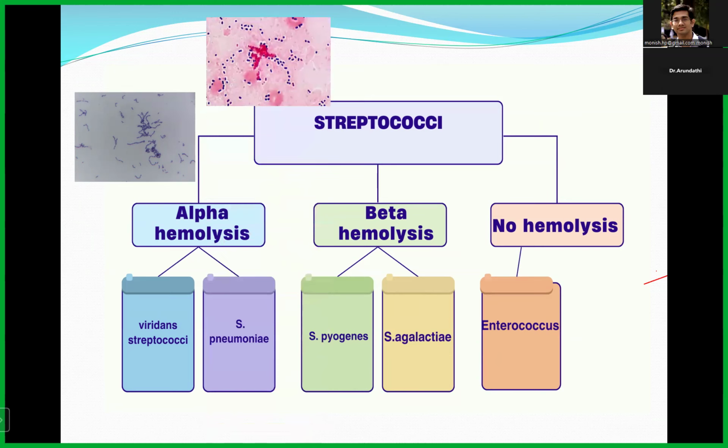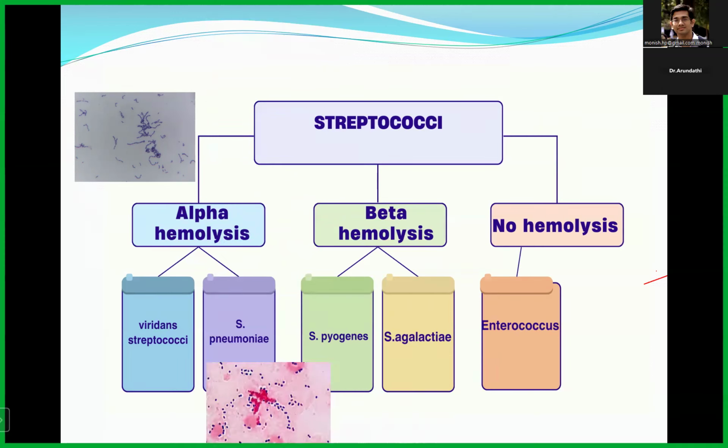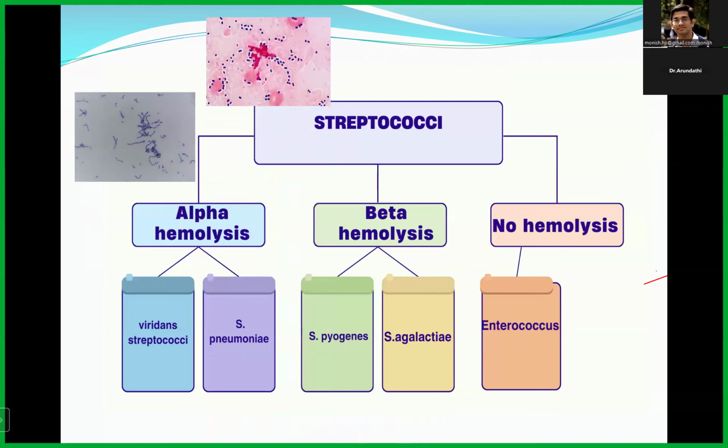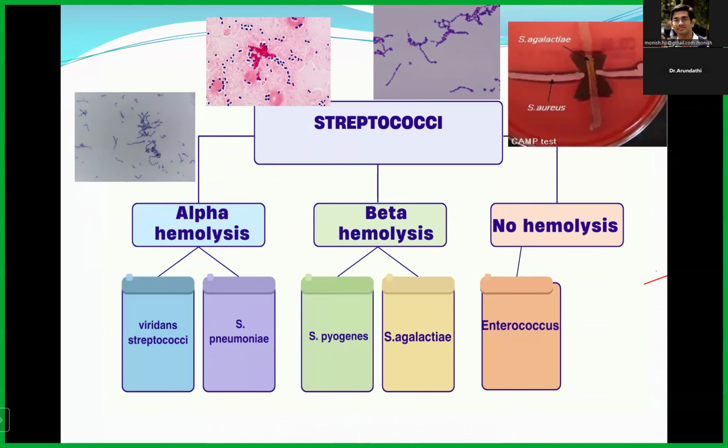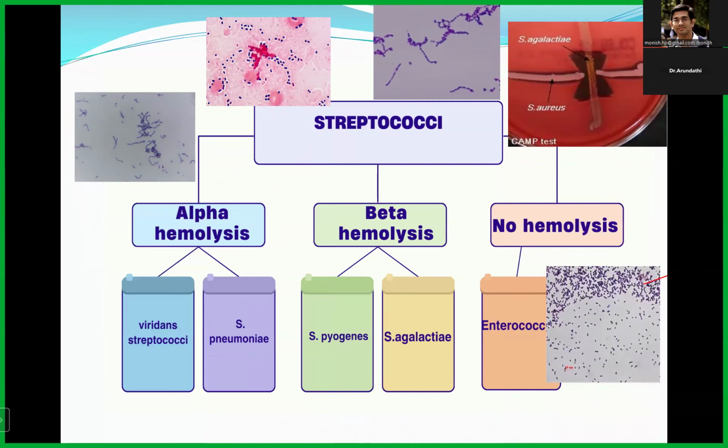This is the image of Streptococcus pneumoniae. You can see gram positive cocci, which are mainly in pairs. Then we have Streptococcus pyogenes. Your pyogenes, viridans, agalactiae all look almost the same because they are in chains. And this is what I was telling about the CAMP test, a characteristic test which you do for Streptococcus agalactiae. Then here we come to enterococcus, again gram positive cocci which are in pairs.